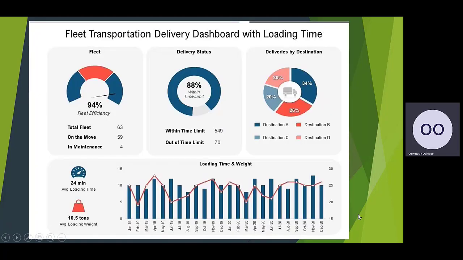So these are under fleet transportation delivery. This one is 94%. So you're able to look at, oh, total fleet is this, total available operational is this. So what you bring to your dashboard is able to do all of these calculations for you. You can also do it on Excel and present your dashboard in Excel. So 88% are within time limit, 549 within, out of time limit 70. So you are looking at all of this, delivery by destination in percentage.